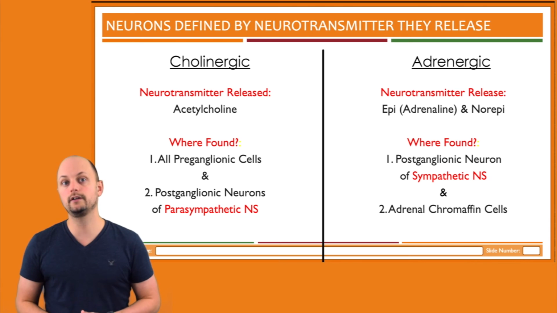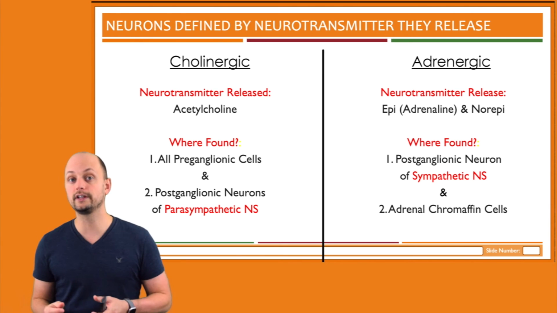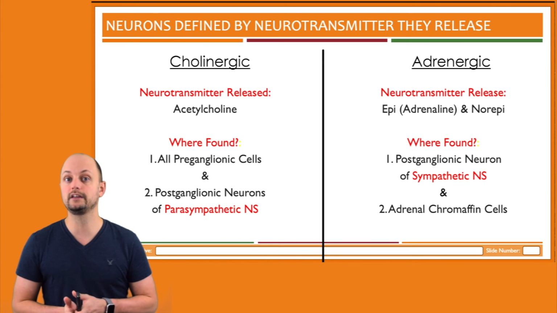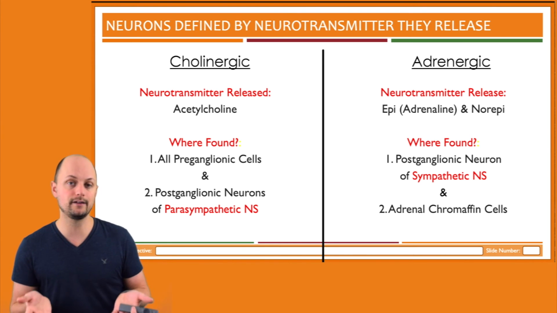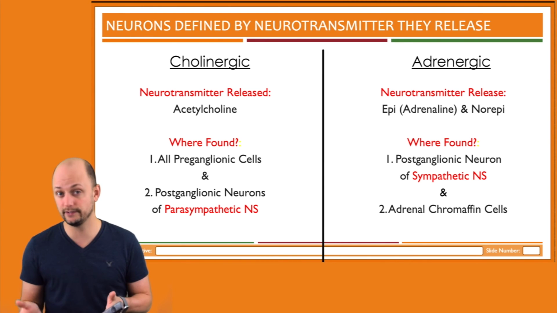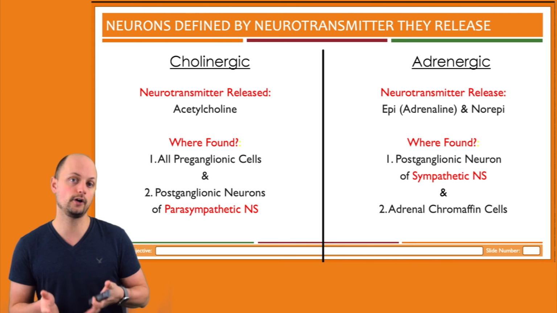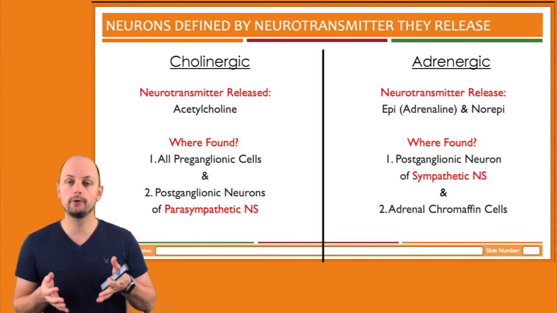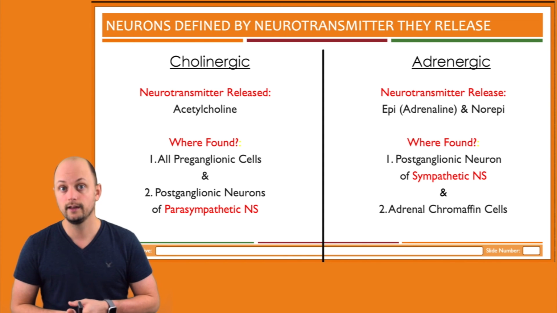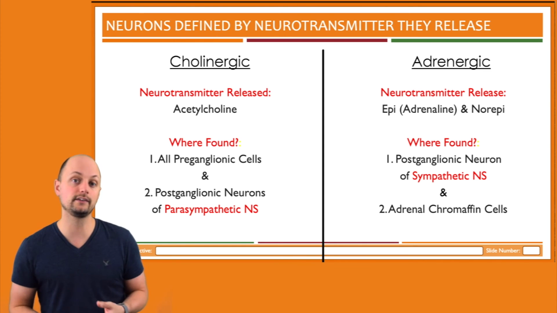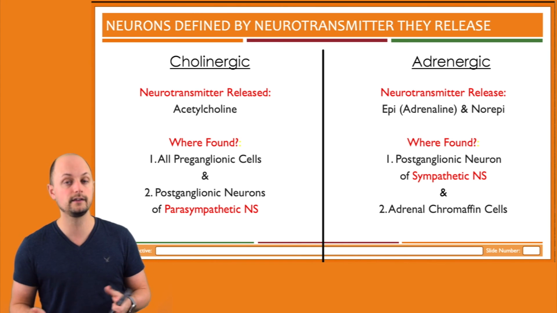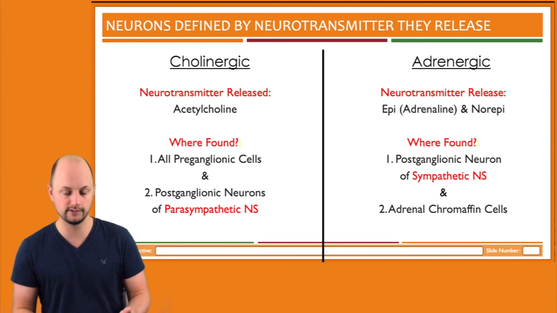The other type of neuron in the autonomic nervous system is called an adrenergic neuron. Adrenergic neurons are the neurons that release the neurotransmitter norepinephrine from their axon terminal. Now, adrenergic neurons are specific to the sympathetic division of the autonomic nervous system. All postganglionic neurons in the sympathetic division are adrenergic, and that means that they all release norepinephrine onto the target tissues that respond to the sympathetic nervous system.